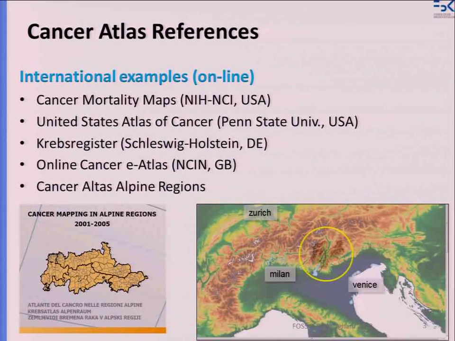We started looking at already existing references. We have Cancer Atlas, so mapping cancer and diseases in the US, in Great Britain, in Germany, and also on the Alpine scale. We come from the Bruno Kessler Foundation. That's a research center of the province of Trento, which is located here on the southern part of the Alps, close to Venice and Milan.